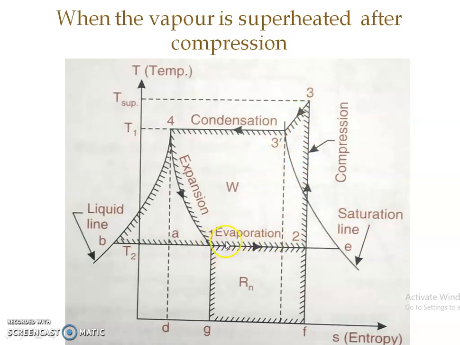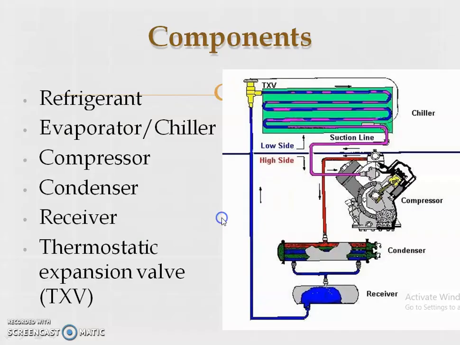The same cycle repeats: process 1 to 2 is the evaporation line, and 2 to 3 is the compression line. We get the superheated region from 3 dash to 3. After that, 3 dash to 4 is the condensation process, and 4 to 1 is the expansion process. From the saturation line, this is the vapor region and here is the liquid region.